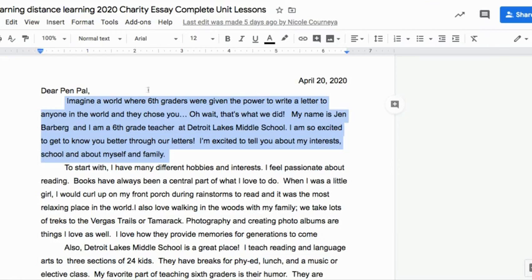So you're going to notice a few things right off the bat. You've got this attention getter. Okay, you can see that. It sets the scene for us, kind of sucks us in as a reader. Imagine a world where, right? And that pulls us in and makes us want to read more. So that's one thing that your introduction has to have.